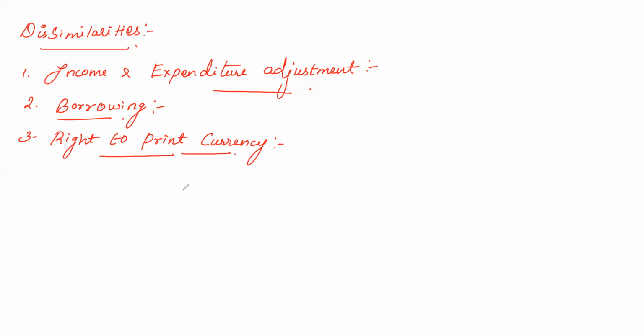Right to print currency. So the government can print currency. So that involves the creation, distribution and monitoring of currency. So the private sector cannot create currency. The private sectors do not print currency. Okay, then fourth one, present versus future decisions.